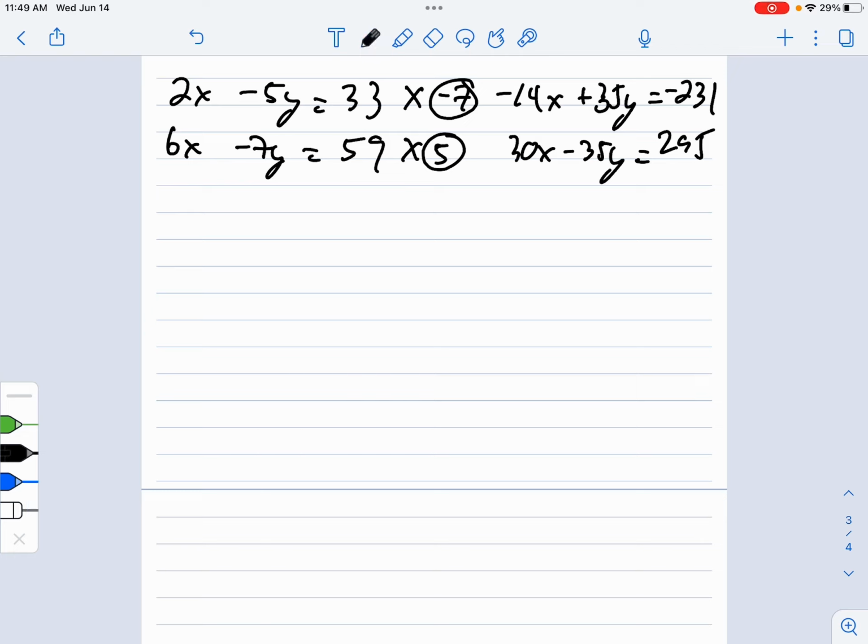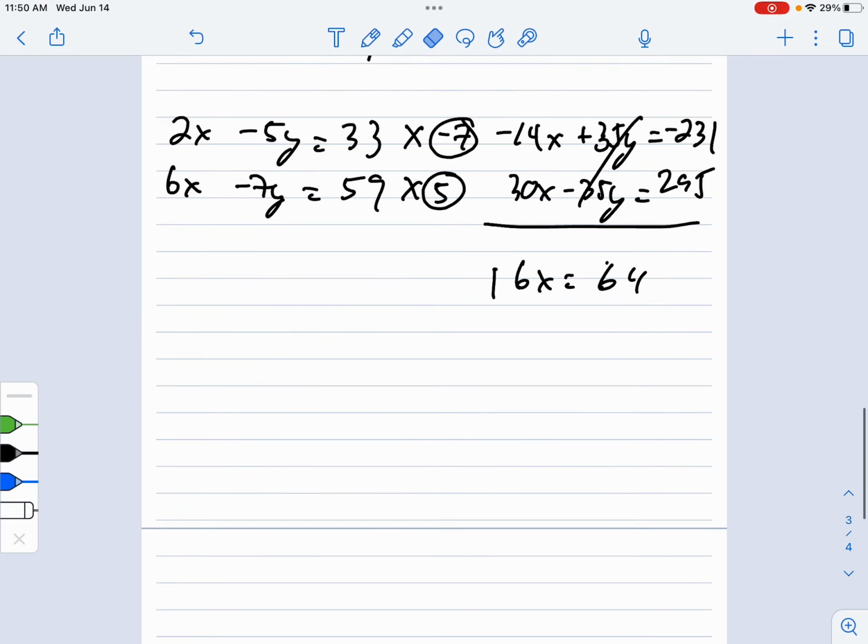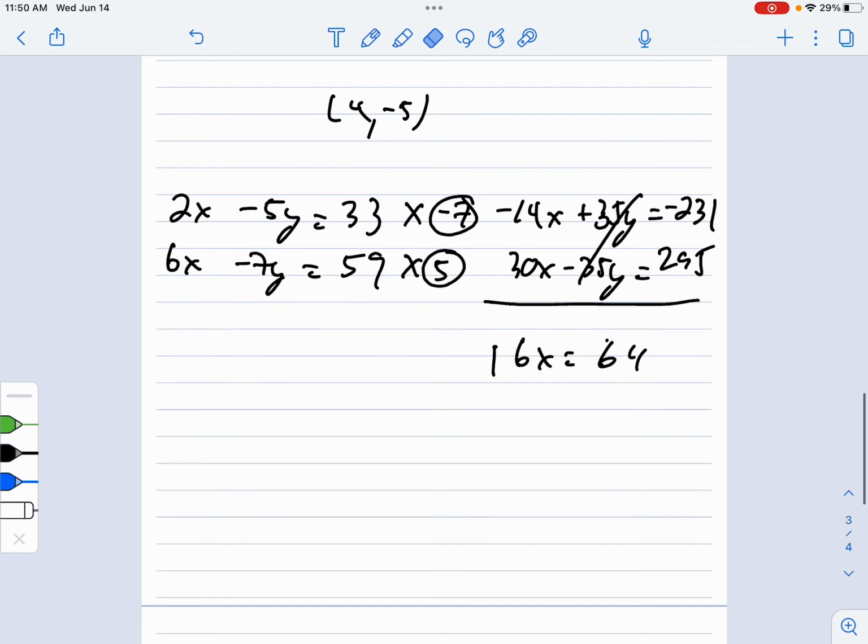If you add these two equations together, the y's will go away this time. You would get 16x equals 295 minus 231, which is 64. Let me make sure of that. Yes. So we get a value of x equals 4 from that equation, the same as we had before.